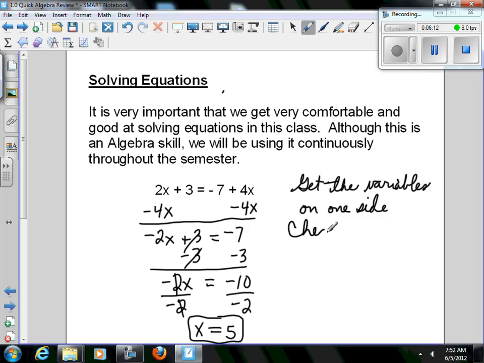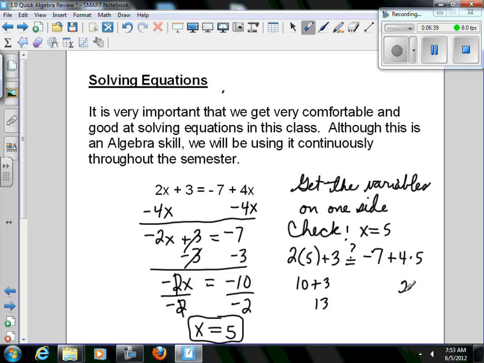Now if we want to check that, we're going to plug x equals 5 into the original equation. So we're going to have 2 times 5 plus 3. We want to make sure, I'll put a question mark, that equals negative 7 plus 4 times 5. Well, 2 times 5 is 10. 10 plus 3 is 13. And on the right side, do our multiplication first. 4 times 5 is 20. Negative 7 plus 20 is indeed 13, so they are equal to one another.